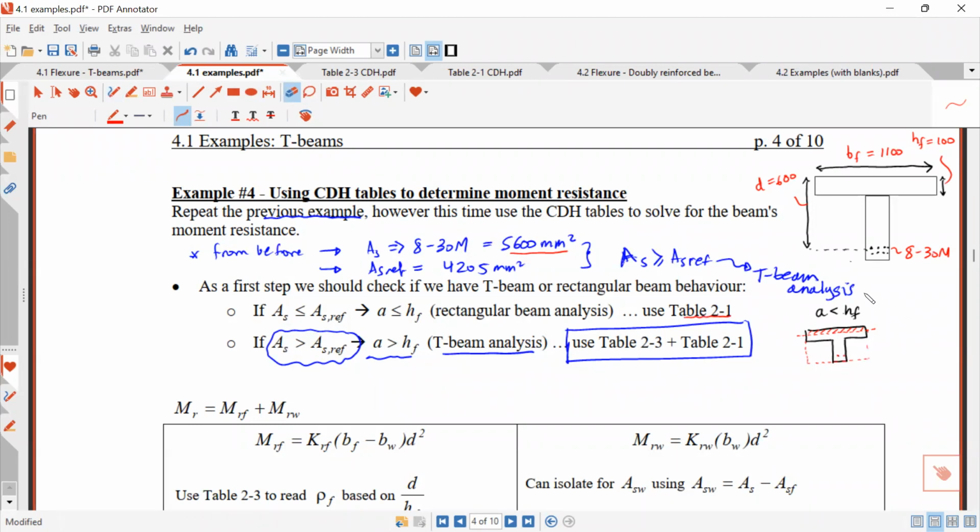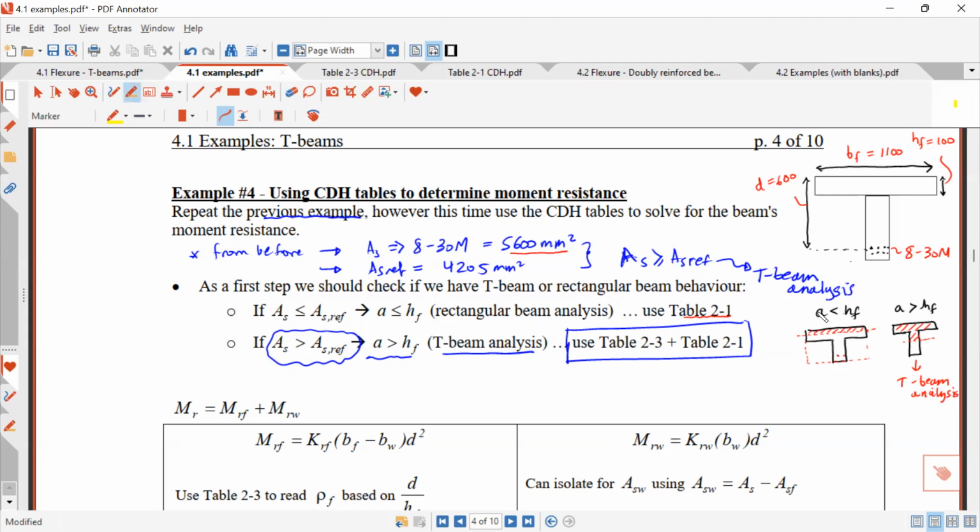But in this example here, we found that since AS is larger than AS reference, we have this situation. So in this case, the neutral axis is going into the web here, and this is the area of compressed concrete like this. So in this case, we have to do T-beam analysis. Okay, and that's what we need to do here.